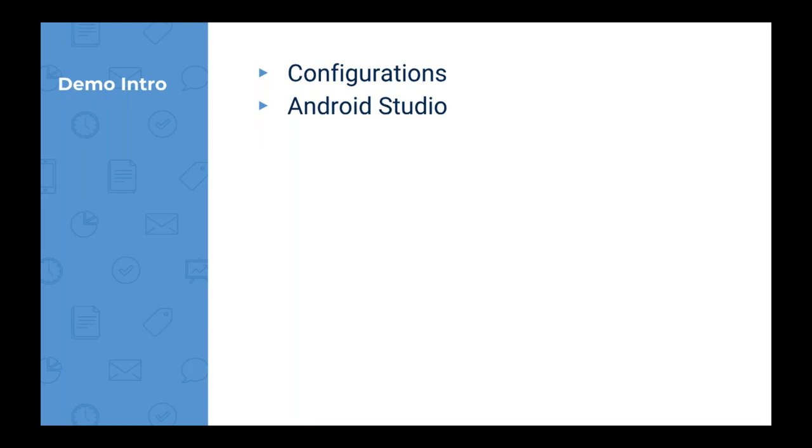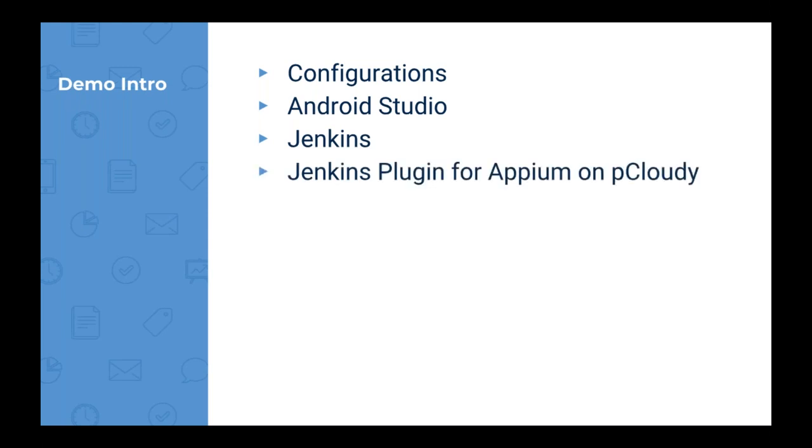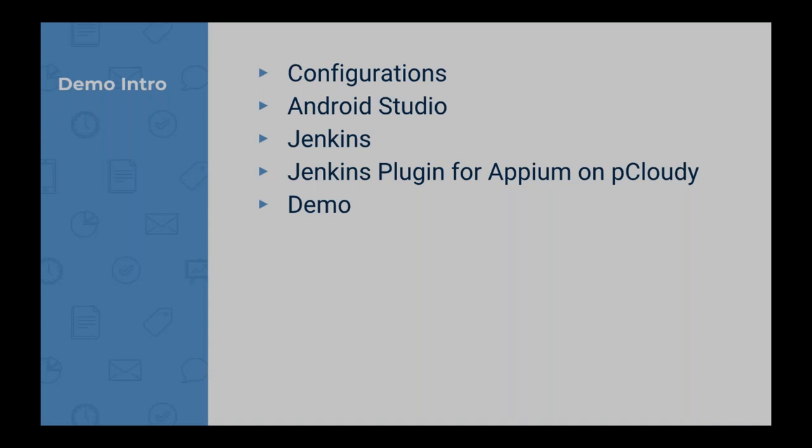I'll also show you where I put my credentials so that I can book devices on pCloudy and upload this generated APK to pCloudy so that I can run an Appium test case on top of that. For that, there is a pCloudy Jenkins plugin, which I will show you how to configure. And once that is done, the entire CI setup is properly visible for you. So that is what I would be showing to you. So without further ado, let us go into the demo.